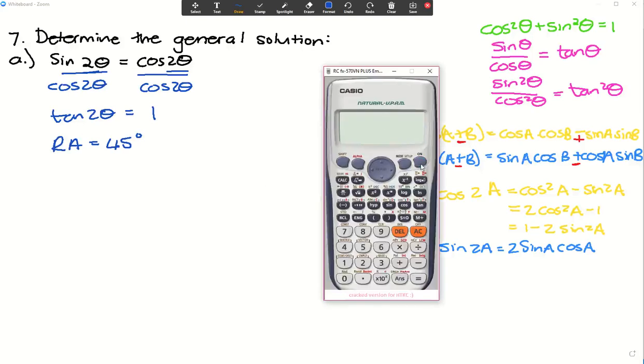I have tan, I've taken it across, which means it becomes an arc tan. So shift tan, I'm looking for that -1, that arc tan, and it is equal to 1. I can close the bracket, or I don't have to close the bracket, and I get 45 degrees. Okay?